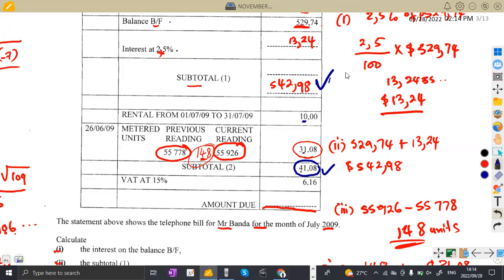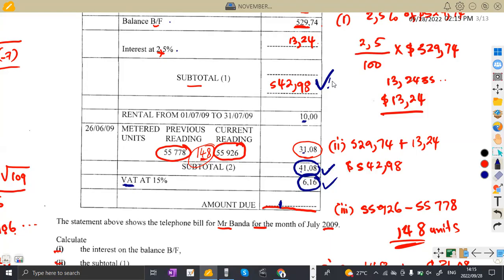So we're going to take subtotal 1, subtotal 2, and the VAT. Remember, VAT is a value-added tax. It's a tax which is added on top of whatever you're going to have. You're going to add the tax also. So it's included. For us to have this amount due, we are going to work with subtotal 1, subtotal 2, and the value-added tax.